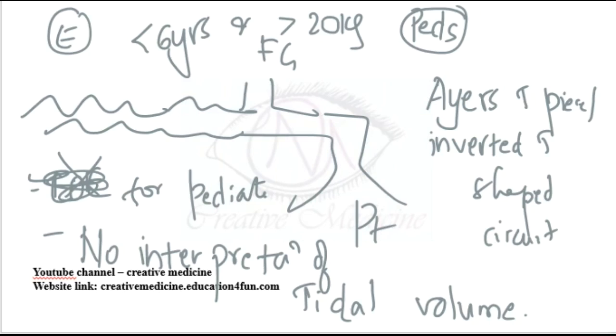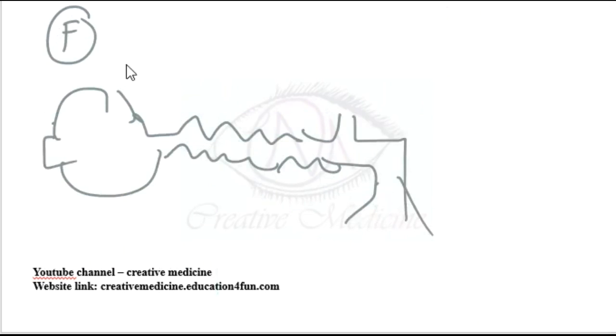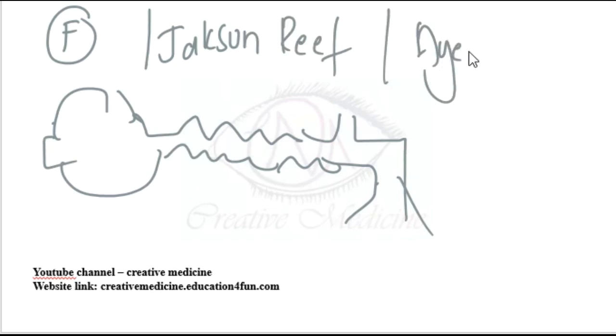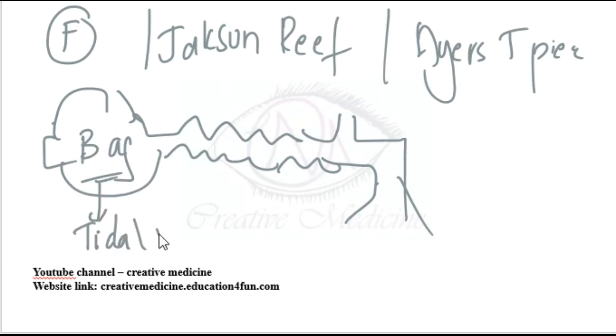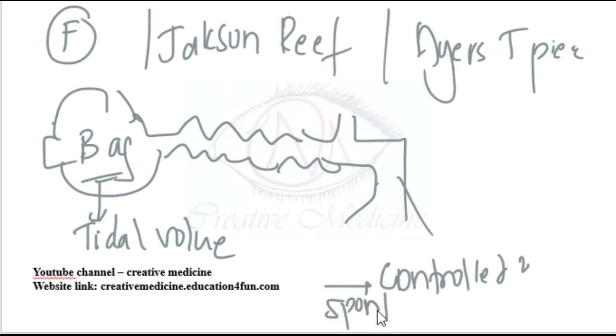Then the next circuit is Mapleson F. This Mapleson F is the Jackson-Rees system or Ayre's T-piece circuit. It has a bag attached to the expiratory end, and with this bag we can find the tidal volume. It is the circuit of choice for controlled and spontaneous ventilation in pediatric patients. So these are the different Mapleson systems.